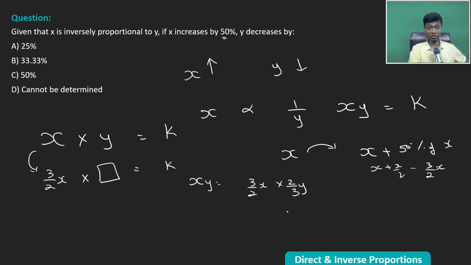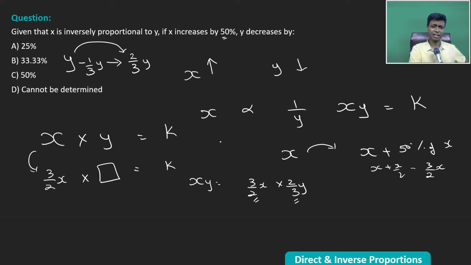Very interesting question. Remember what you might see what we have done. 3 by 2 should be multiplied by a 2 by 3 to get 1. So x goes to 3 by 2 times x, y should go to 2 by 3 times y. Y should decrease from y to 2/3 of y, or it should decrease by 1/3 of y. Y falls by 1/3 of y to become 2/3 of y.